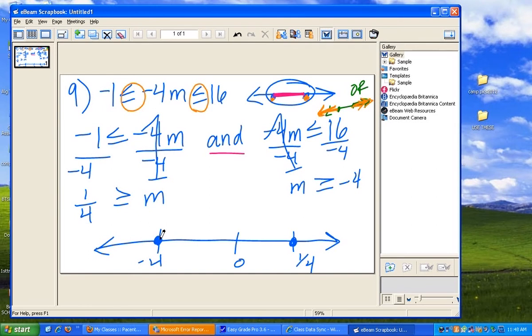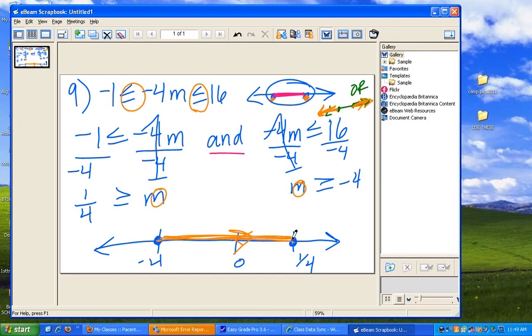Now, test the point. I threw a third number right in the middle. If I put a 0 for m, is 1/4 greater than 0? Yes. That means I shade towards that 0. If I plug in that 0 for this problem, is 0 greater than or equal to negative 4? Yes. So I shade towards my 0. And now my solution set is all the numbers in between here.